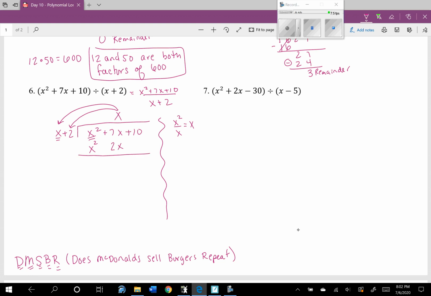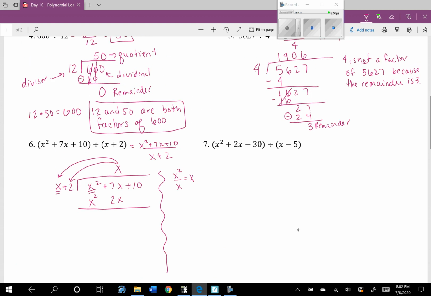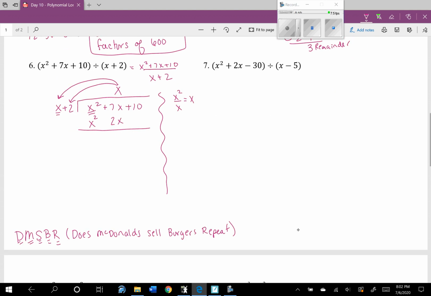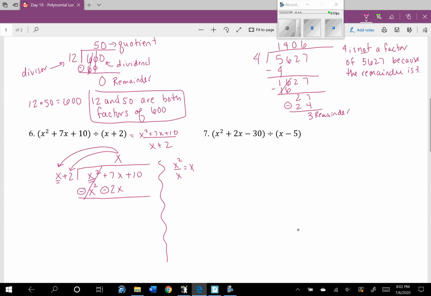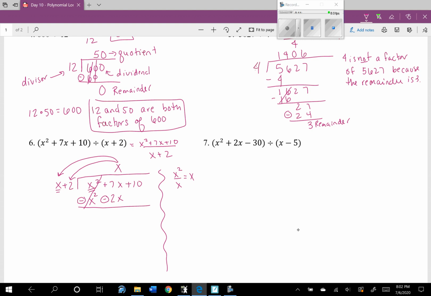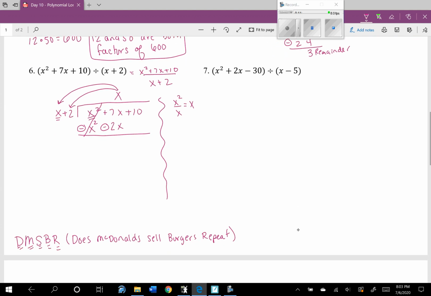And then remember, like up here, the next step was to subtract. So here, the S in cell stands for subtract. So you have to subtract each of these terms. This gets subtracted and this gets subtracted. So x squared minus x squared cancels out, which we did on purpose, kind of like up here, where that 60 canceled out because we're trying to figure out if it's a factor or not. Then x times the 2 gave us a 2x, and so we're going to subtract these terms now. So 7x minus 2x gives me 5x.